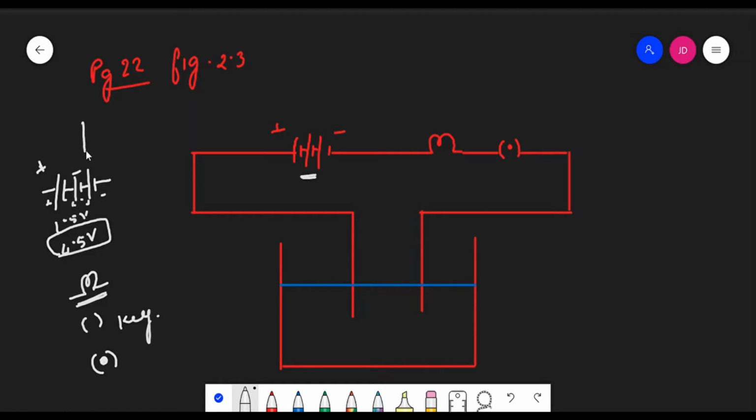Our current flows from plus to minus in this way, outside. However, electrons flow from minus to plus, that means in this way. This will be clear afterwards. For now, let us just understand that minus has lots of electrons and plus has very few electrons. So electrons will move from higher concentration to lower concentration.